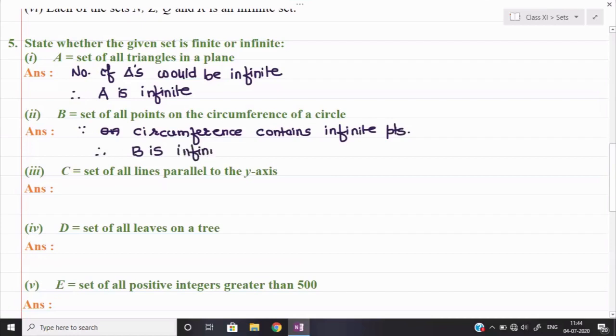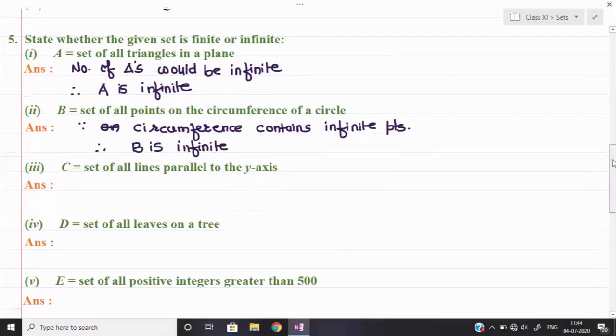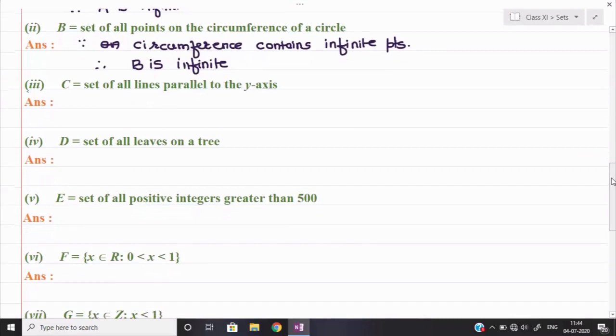Now let us see part number three. In part number three, set of all lines parallel to the y-axis. So see, this is also infinite. Okay, the reason I am not writing because it will take some time, so I will say that here C is infinite because parallel to the y-axis or parallel to any line there will be an infinite number of lines we can draw. So here we can say that C is also an infinite set.